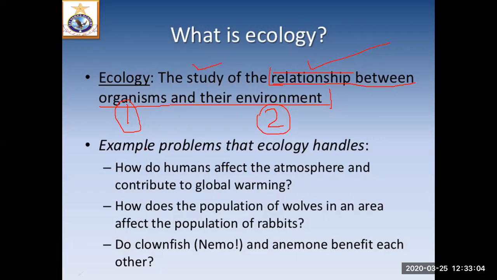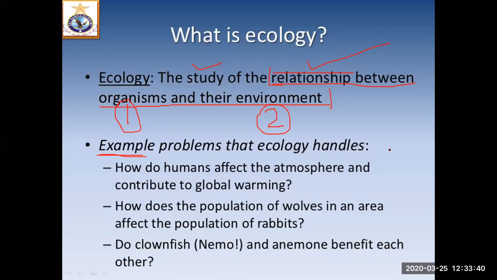Now let's see examples. Just read out these examples. Example problems that ecology handles. How do humans affect the atmosphere and contribute to global warming? How does the population of wolves in an area affect the population of rabbits? And do clownfish and Nemo benefit each other?